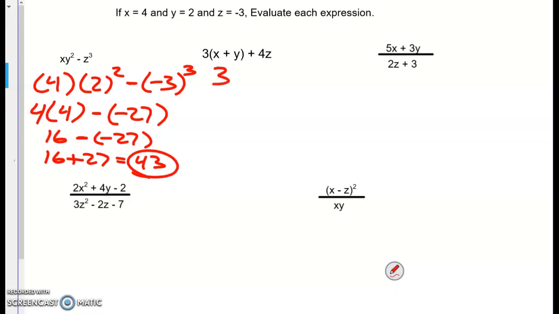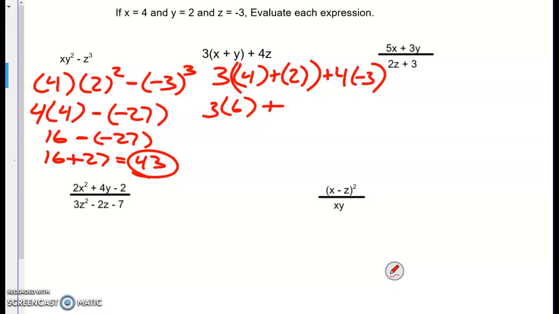Second one, 3. We're going to plug x and y in, plus 4 times negative 3. I'm going to plug that z in. Okay? We're going to do the parentheses first. 4 plus 2 is 6, plus a 4 times negative 3. 3 times 6 is 18, plus 4 times negative 3 is a negative 12, and 18 plus a negative 12 is 6.